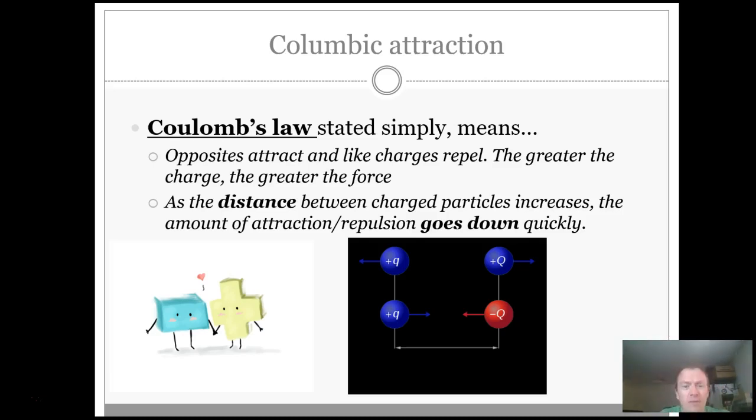I'd ask you to think about two magnets, if you've ever played around with really strong magnets. When the magnets are close, they can be almost difficult to pull apart. But as you pull them away from each other, that attraction goes down very, very quickly, until you don't have to hold them very far apart at all before there's almost no attraction between them. So distance makes a big difference.